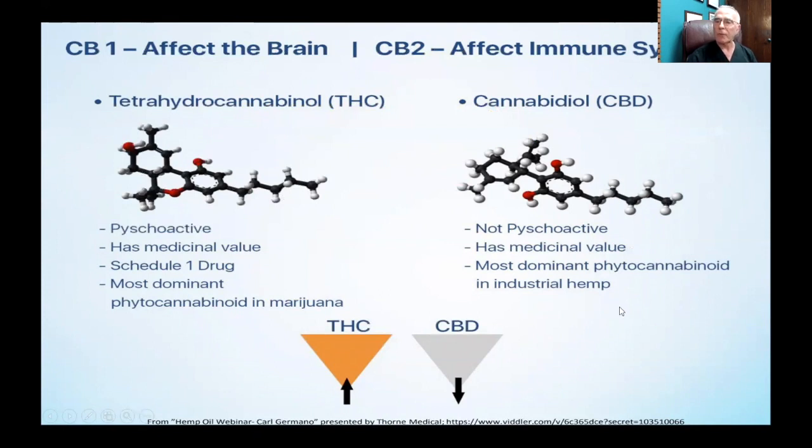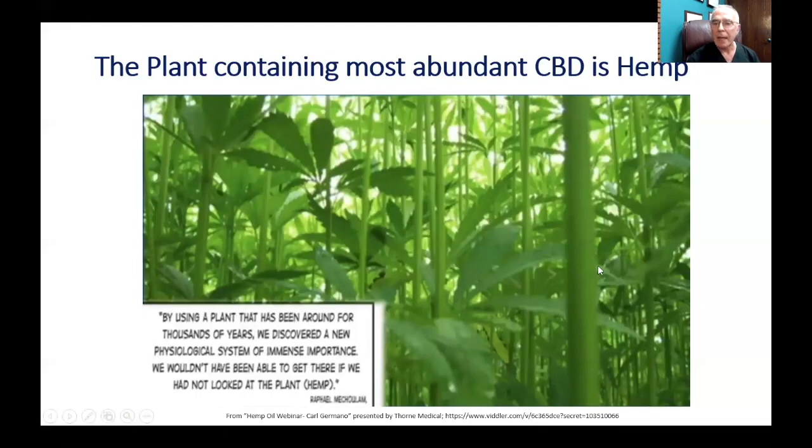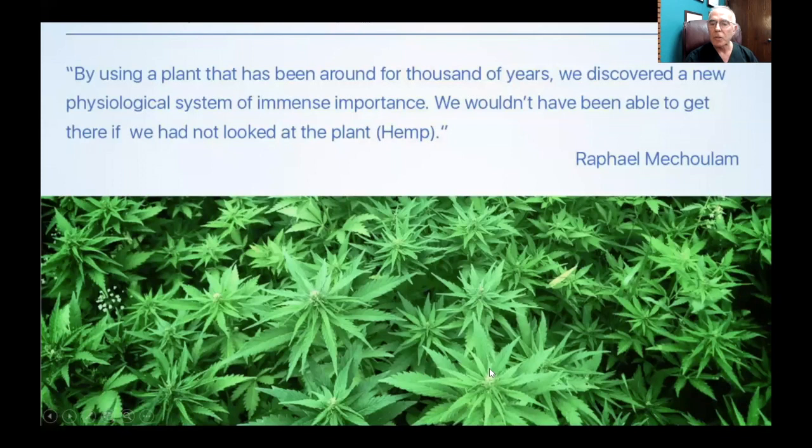So as I said, there are three areas where the cannabinoids are. One is within the body in the endocannabinoid system, and the second one is in the cannabis or hemp. Now the plant containing the most abundant cannabidiol is hemp, and hemp is produced from the stalks of the cannabis plant, which is quite different than the leaves. Now, the leaves usually contain the tetrahydrocannabinol, and we don't use those to produce the cannabidiol. This is the marijuana part of the plant where you get the THC.